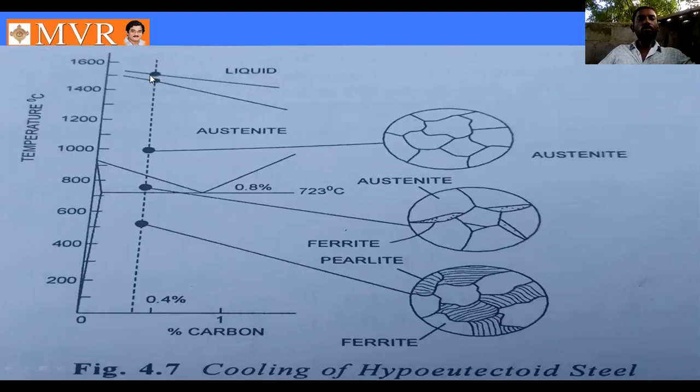So see here, it is completely liquid. It is completely liquid, and then at 1000 degrees onwards it is completely austenite.